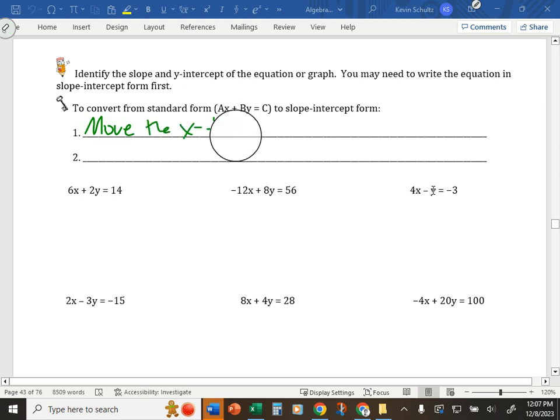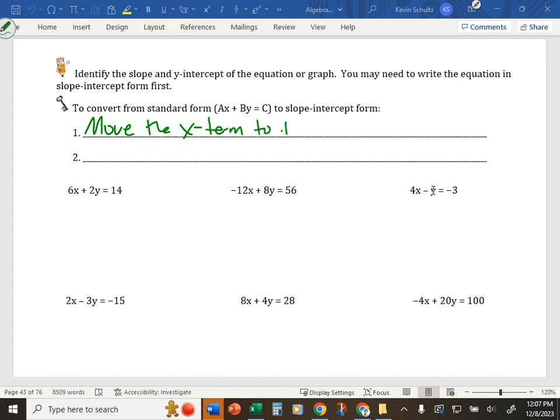I can spell term right. Move the x term to the other side using opposite operations. Okay, that was our second step when we went from slope-intercept to standard form. If we're going back to slope-intercept form, it's now going to be what we do first. We're going to move the x term over first.